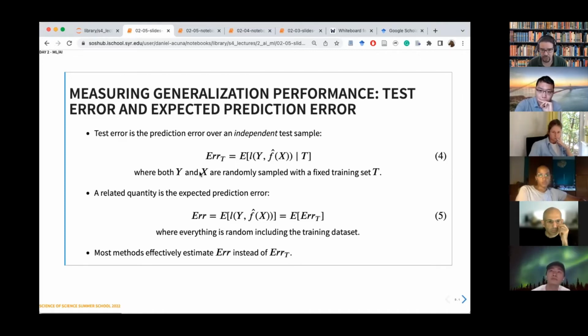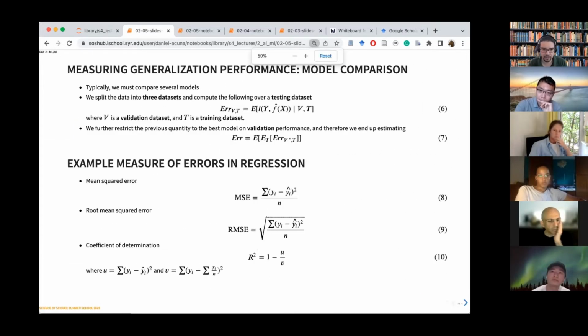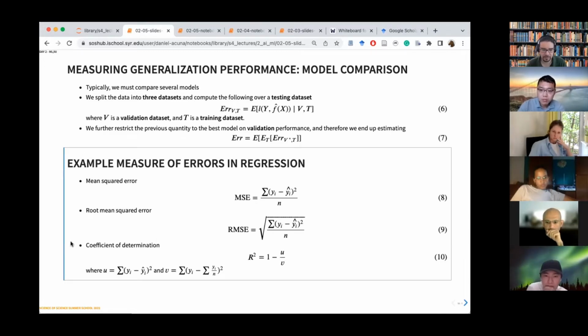So what we end up doing is something like cross-validation, where we're reusing the same data multiple times. But that's okay. All is good. Okay, so examples of errors, as I was mentioning before, you have square error, root-mean square error, which is just the square root of the previous quantity, and the coefficient of determination, the R square that I was mentioning before.